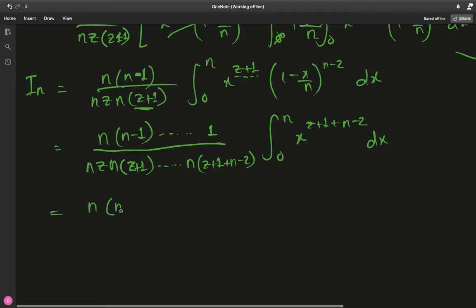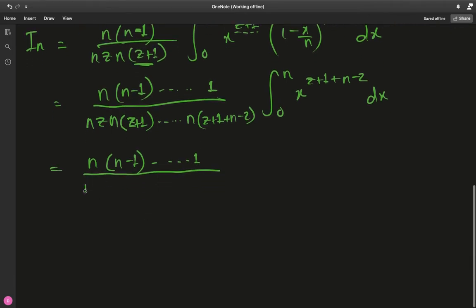So n times n minus 1, that goes on till 1, divided by n times z plus 1 times n times z plus 2, or you can say goes on till n times z n plus z minus 1. I'm just simplifying this, and we have the integral from 0 to n of x to the z plus n minus 1. So again, this is matching the original pattern.